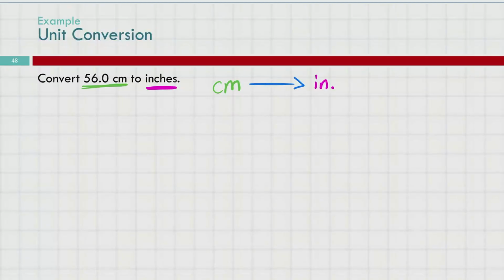We'll need a conversion factor that has centimeters in it and inches in it. So we could find 1 inch equal to 2.54 centimeters. And we would need to make the conversion factor to go from centimeters to inches. Since we have centimeters, we want the centimeters part to be on the bottom. So we would divide both sides. We would end up with 1 inch over 2.54 centimeters.